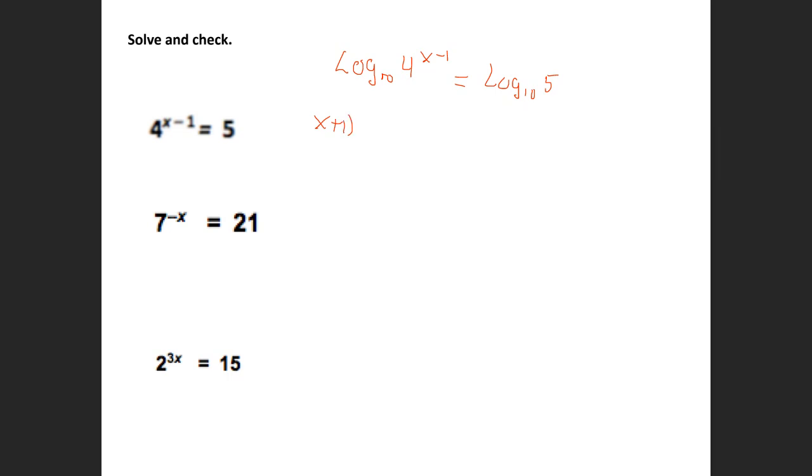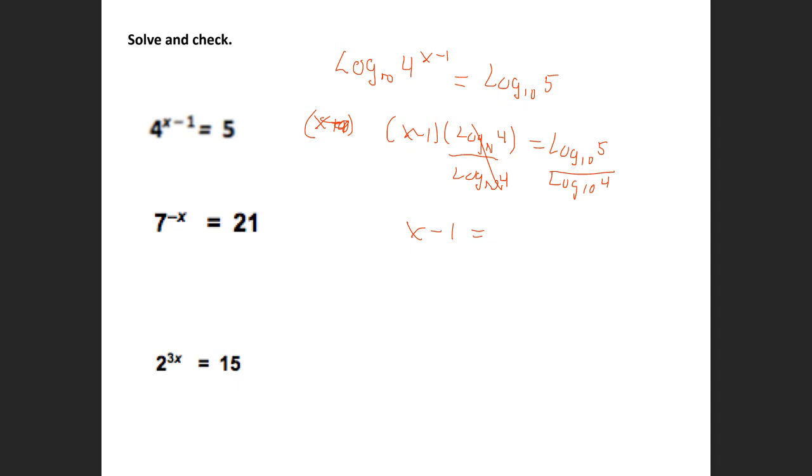I'm going to put it inside parentheses. I don't know why I wrote x plus 1. So let's go x minus 1 times the log base 10 of 4 is equal to the log base 10 of 5. Now I'm going to divide both sides. I want to get the x by itself, so I'm going to divide both sides by log base 10 of 4. Now this is where a calculator comes in real handy. x minus 1 is equal to log base 10 of 5 divided by log base 10 of 4.